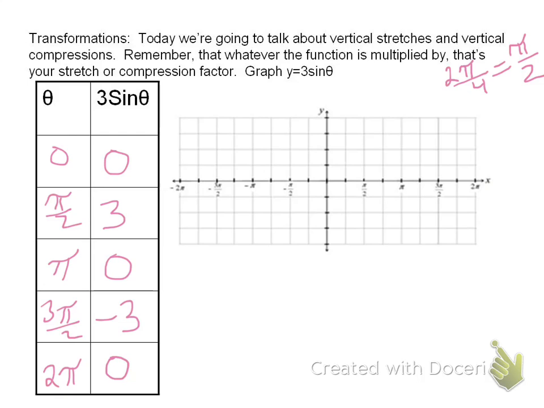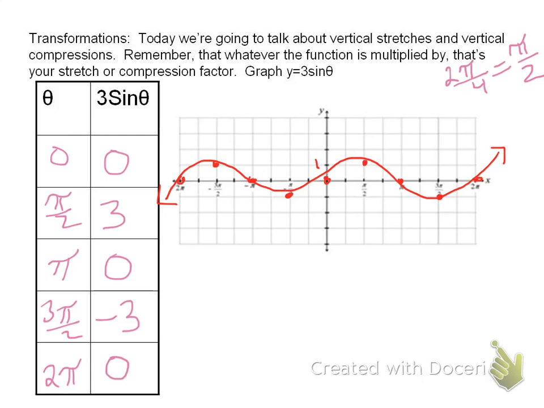So what I'm going to do first is graph plain old y equals sine theta. Okay? This is what we just graphed on the previous screen. Because I want you to see the relationship with this vertical stretch, what that does for us. So there's plain old y equals sine theta. Quick sketch that in.